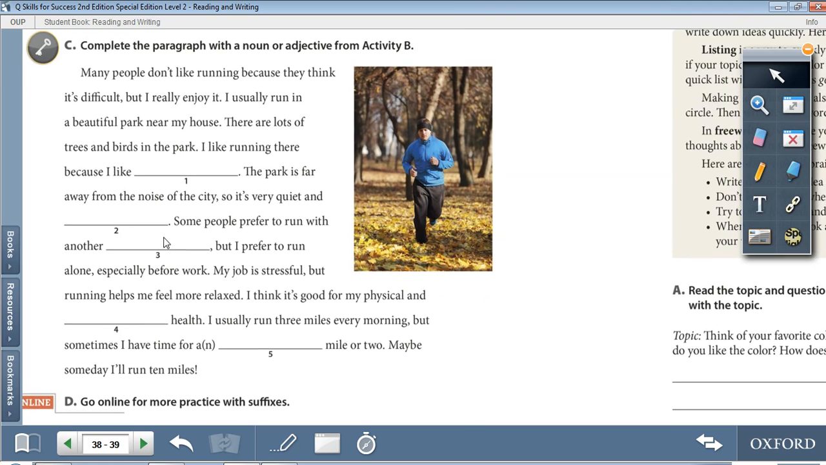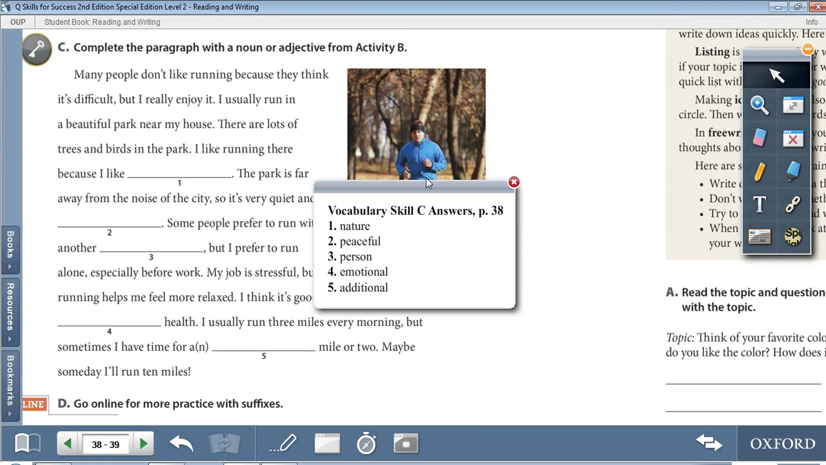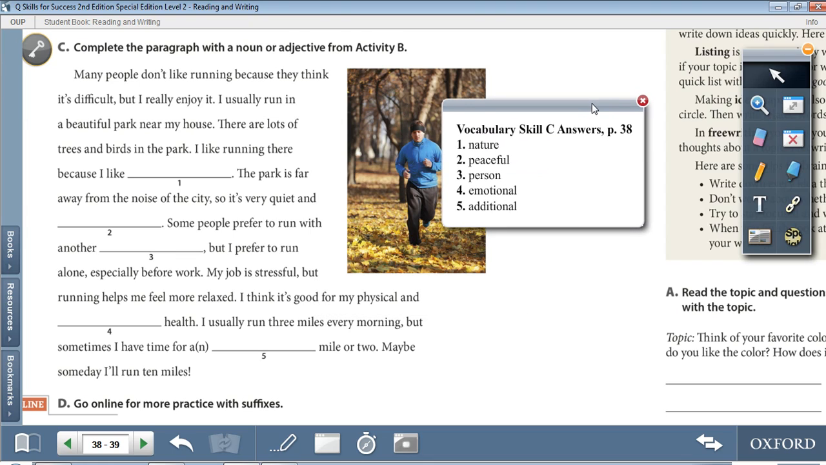5. Person, noun. Personal, adjective. Moving on to activity C. Complete the paragraph with a noun or adjective from activity B. Many people don't like running because they think it is difficult, but I really enjoy it. I usually run in a beautiful park near my house. There are lots of trees and birds in the park. I like running there because I like nature.